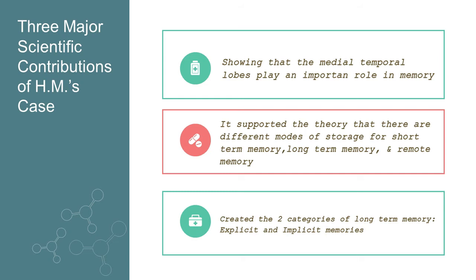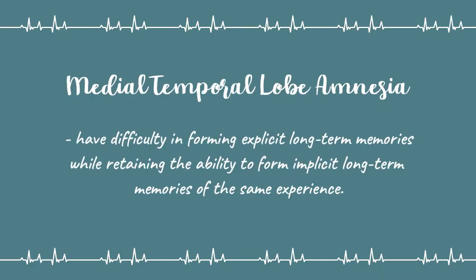Lastly, Henry's case was the first to reveal that amnesic patients might claim no recollections of a previous experience while demonstrating memory for it by improved performance. This discovery led to the creation of two distinct categories of long-term memories: the conscious long-term memories, which are known as explicit memories, and the long-term memories demonstrated by improved test performance without conscious awareness, which are known as implicit memories. People who have difficulty in forming explicit long-term memories while retaining the ability to form implicit long-term memories are symptoms of medial temporal lobe amnesia.